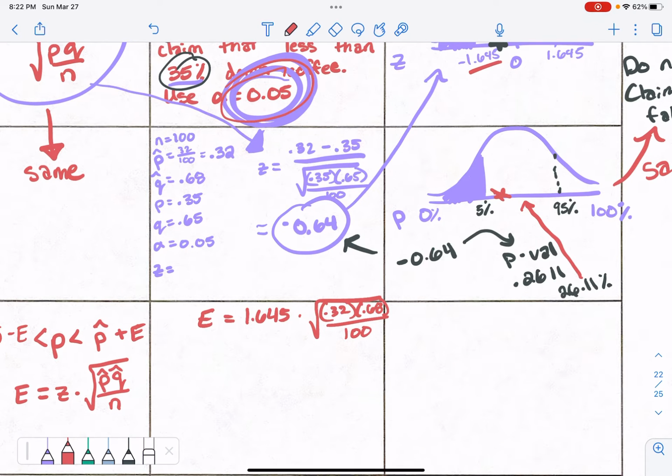Okay, so there's a difference between these two. This one's P and Q. This one's P hat, Q hat. So be careful of that.